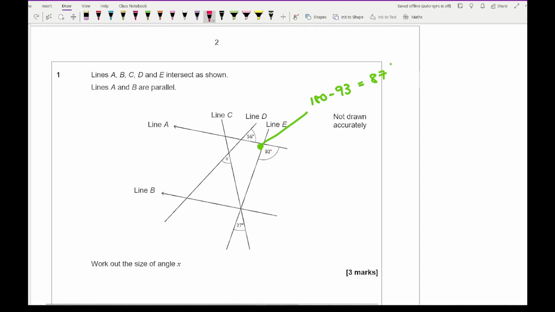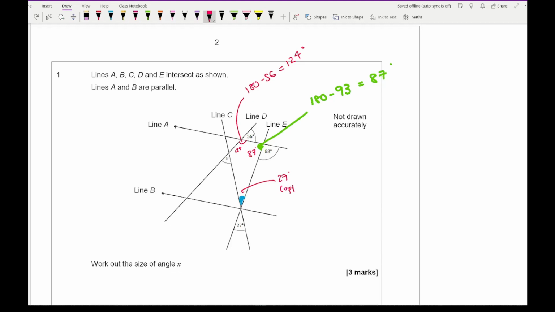So that's 87. I then also know that angles on a straight line add up to 180, so that's going to be 180 minus 56, which is 124. I know that opposite angles are equal, so this angle here is going to be 27. Oh, no, I wrote 77, so let me just get rid of that.